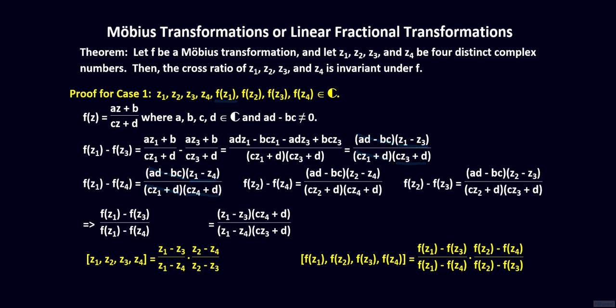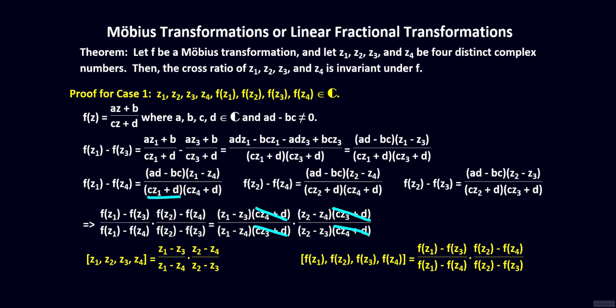We obtain a similar expression for f of z sub 2 minus f of z sub 4 divided by f of z sub 2 minus f of z sub 3. Like c times z sub 1 plus d, c times z sub 4 plus d, and c times z sub 3 plus d are non-zero and should cancel out. What we have left is just the cross ratio of z sub 1, z sub 2, z sub 3, and z sub 4. And we have the proof for case 1.